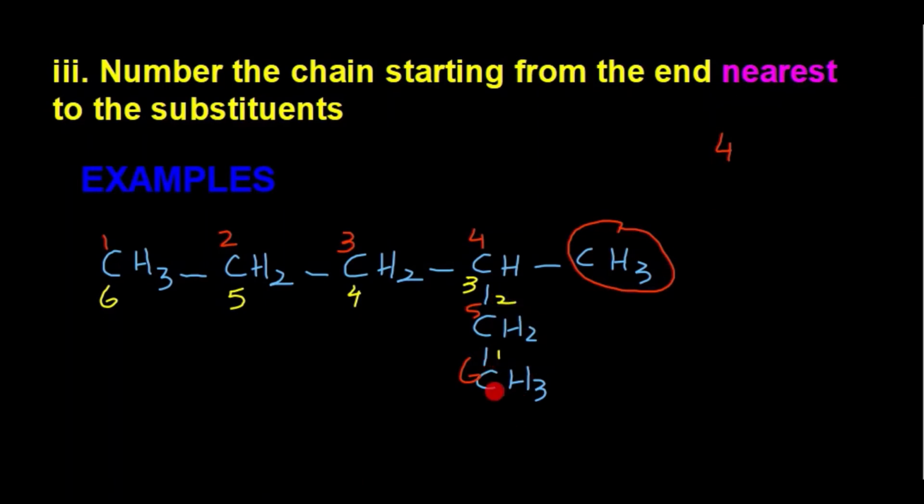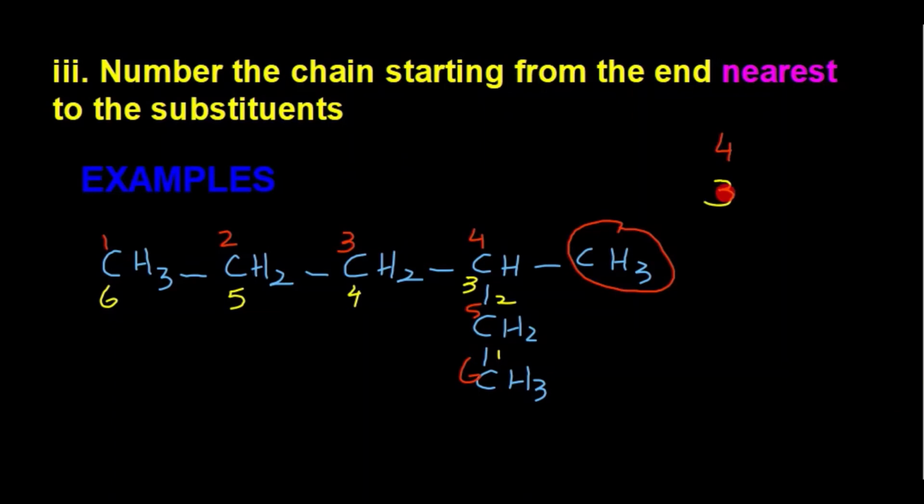So, I'm sorry, 3. 1, 2, 3. This is the 3rd carbon. If we do the numbering this way, then methyl radical is attached with carbon number 3. So we will write the position of methyl radical. It is attached with carbon number 3.